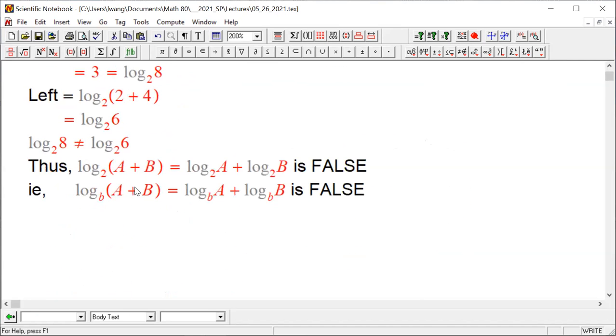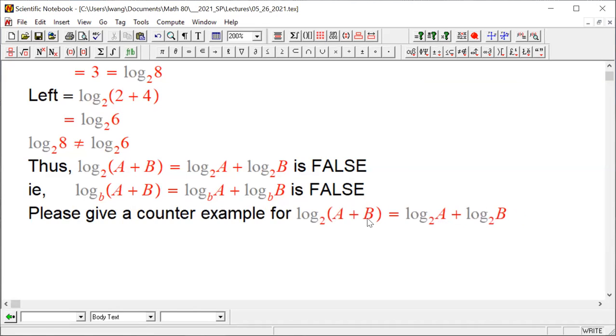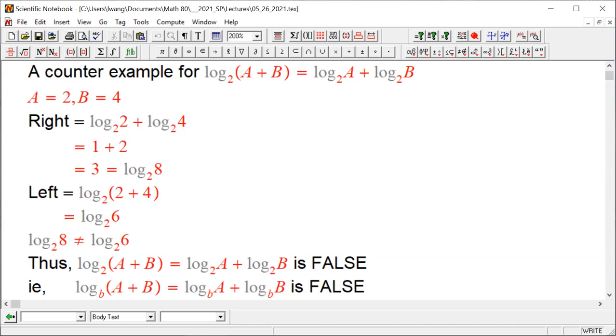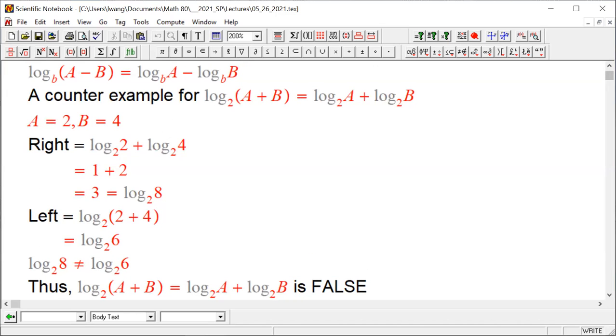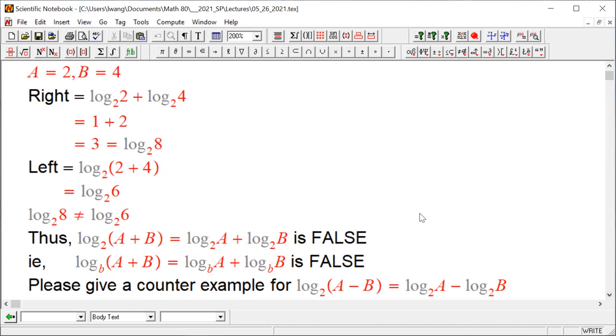Now I want you guys to work out a counterexample for subtraction. Your turn. You give a counterexample. You don't have to be restricted to what I have done. You can be totally creative.